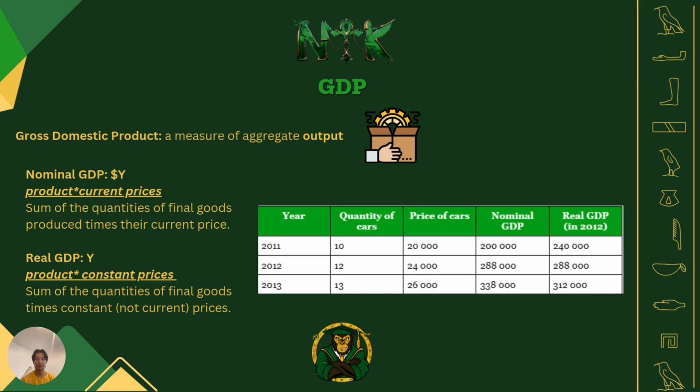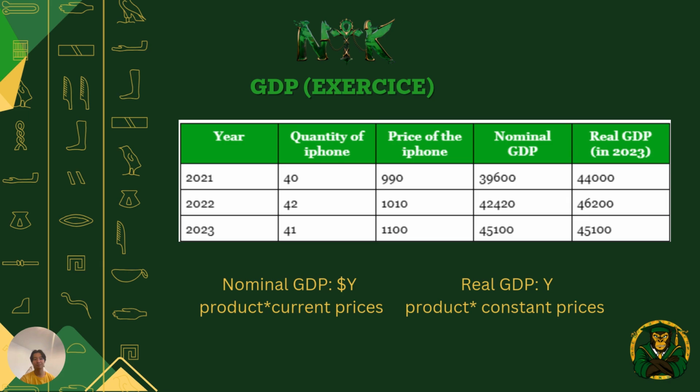So let's take the example of the chart again. The real GDP in 2012, let's say in 2011, is 240,000. So what we have to do is just 12, the quantity of cars of 2012, times the price of cars of the year. So 12 times 20,000 is 240,000. And it will be the same for each year, in which we multiply by the quantity of cars of the given year, so 2012. Then here's another exercise. I'll let you do it or think of it with the formula below.